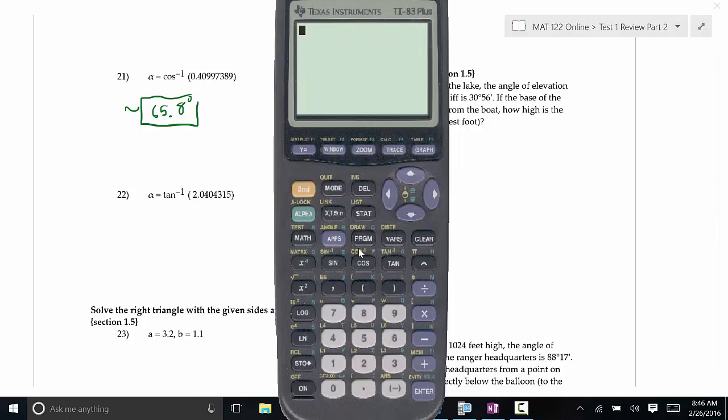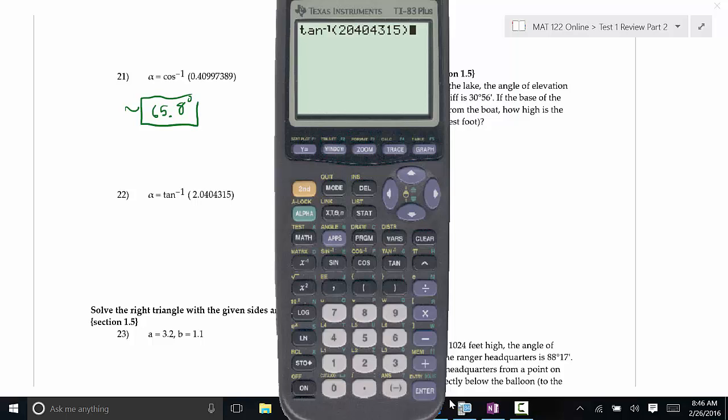Next one, you want to go like this. You want to go inverse tangent of 2.0404315. Whoops, I totally missed my decimal, didn't I? I didn't do that right at all. So let's go inverse tangent, get that out. 2.0404315, like that. Okay, and that'll be about 90 degrees. Let's just round that off. About 90 degrees.